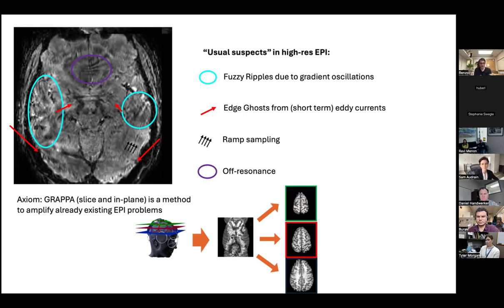And we know these aliasing patterns because we know which lines are skipped. So we impose known aliasing patterns, and then based on the coil sensitivities, we can unalias them, based on this knowledge and the coil sensitivities.